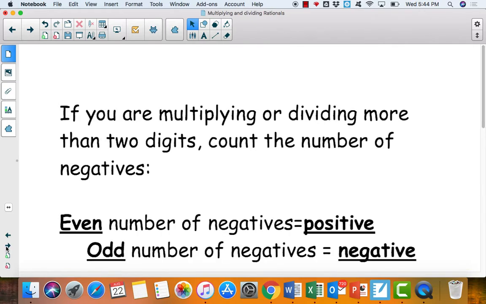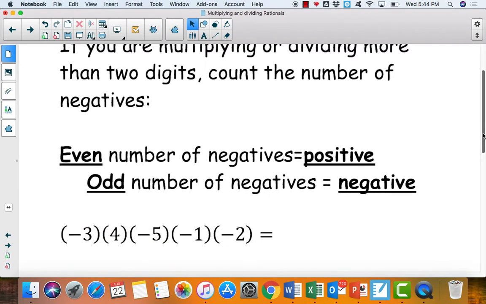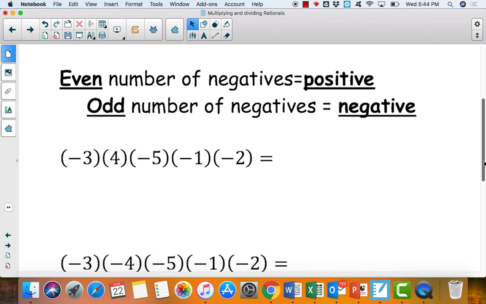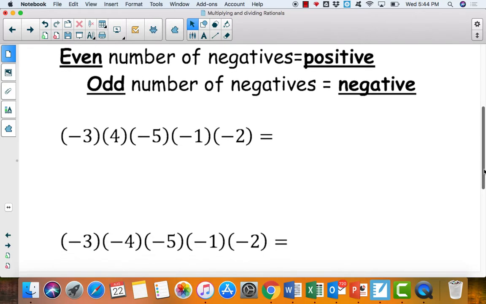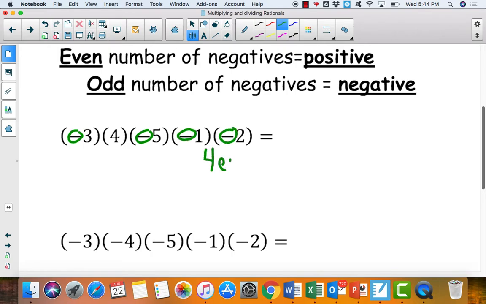We also talked about how we could just count the number of negatives and determine the sign. I know that if I have an even number of negatives, my solution will be positive. If I have an odd number of negatives, my solution will be negative. If you look at the first example, I have 1, 2, 3, 4 negatives. Well, 4 is even, and that means my answer needs to be positive.